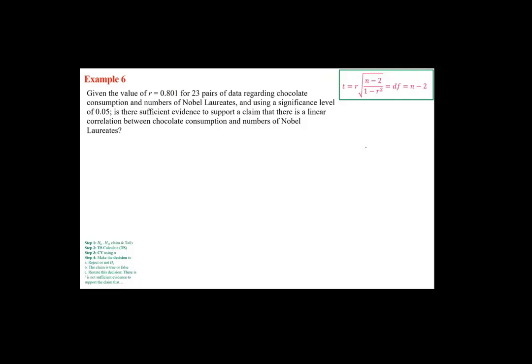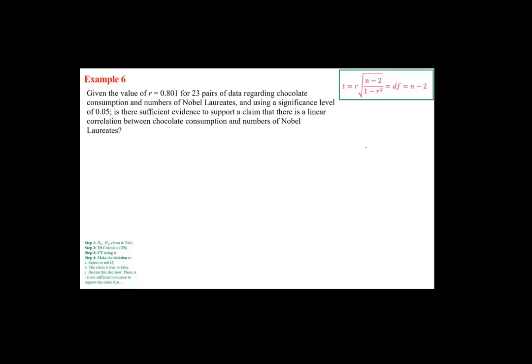Could somebody read this question for us, please? Given the value of R equals 0.801 for 23 pairs of data regarding chocolate consumption and numbers of Nobel laureates, and using a significance level of 0.05, is there sufficient evidence to support a claim that there is a linear correlation between chocolate consumption and numbers of Nobel laureates? Thank you so much, Laura.